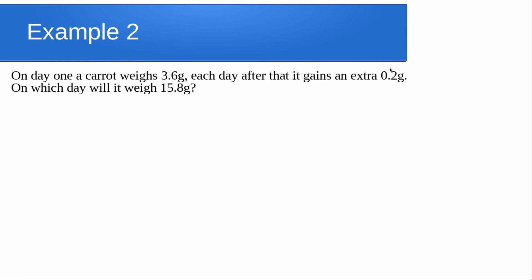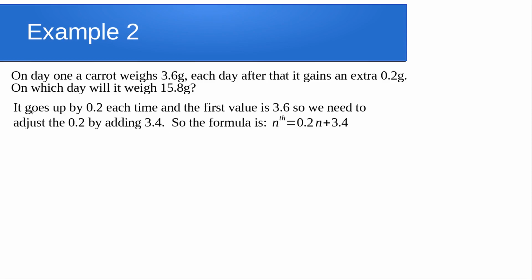Well, this one's going up by 0.2 each time, a bit like the 0.2 times table. And now in that one, the first term would be 0.2, ours needs to be 3.6. We need to make an adjustment of 3.4, which gives us all this. It goes up by 0.2 each time. The first value is 3.6. There's our adjustment. So here's our formula.